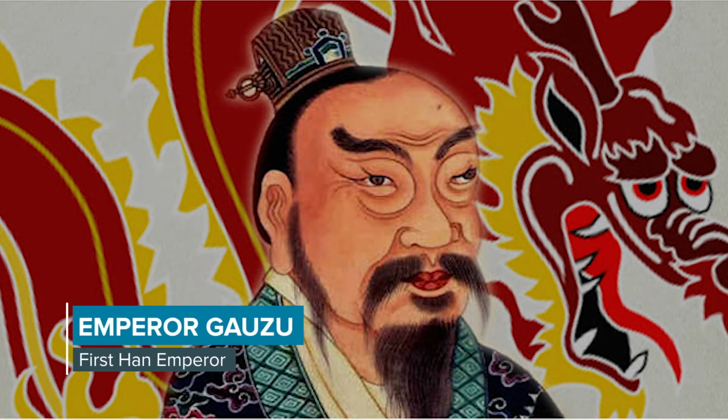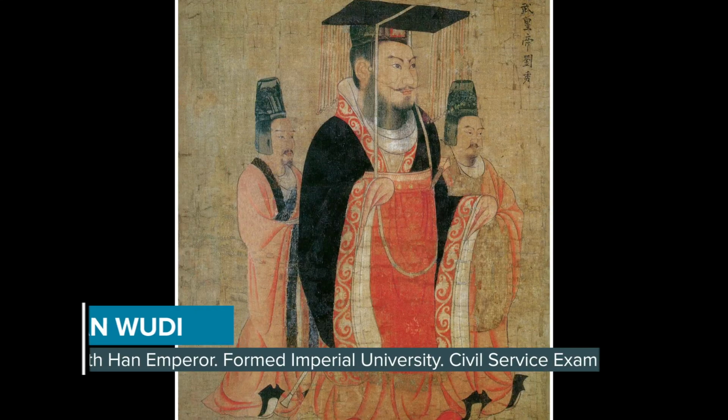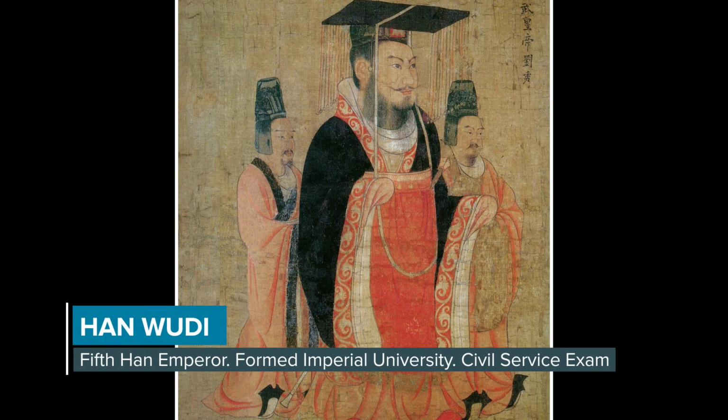Liu Bang, also known as Emperor Gaozu, defeated others for power after the fall of the Qin and establishes the Han Dynasty. He uses a combination of some legalistic philosophy, but Confucianism at its core. One of the best-known emperors later on in the Han Dynasty was Han Wudi. You have to know this guy.